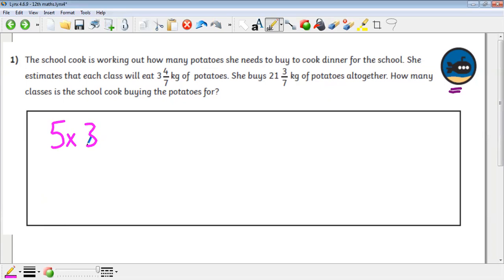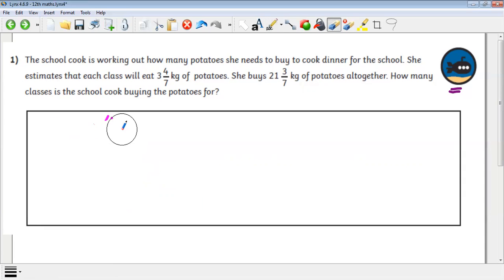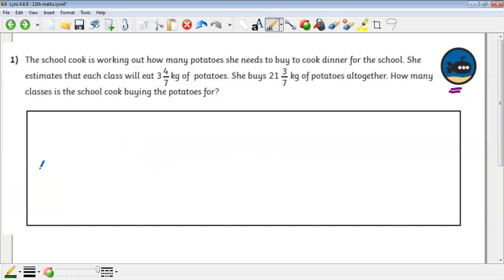5 lots of 3 and 4/7. So that's 5 3s, 15, the whole one. 5 lots of 4/7 are going to be 20/7, which is 2 and 6/7, so it's going to be 17 and 6/7. So it's probably going to be 6. I'll just check. I know it's going to be 6 because, like I explained before, it'll be far too big for 7, but I'm just going to show you and prove that that's the case.